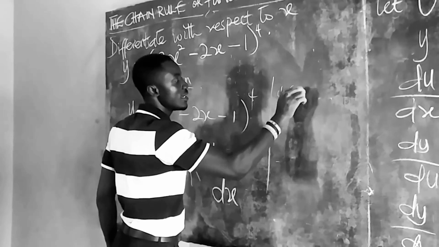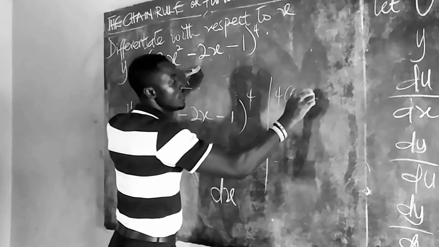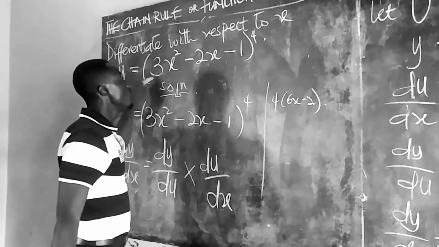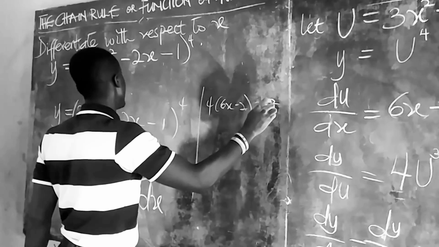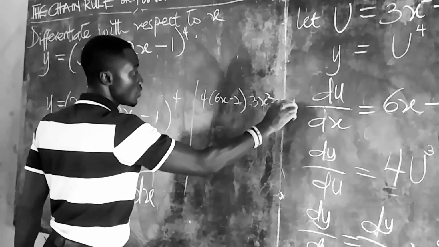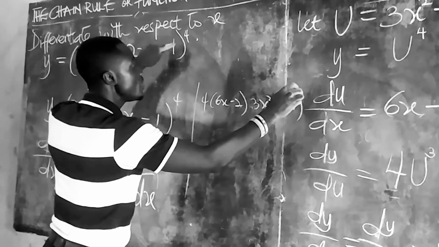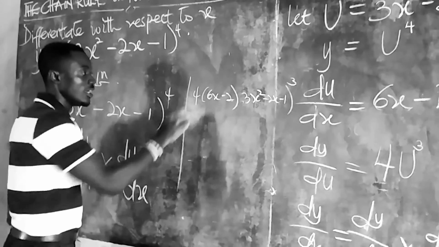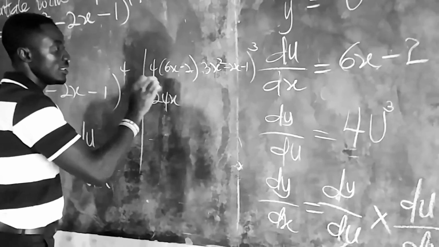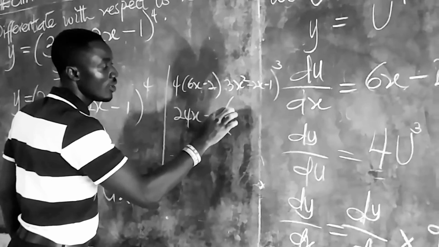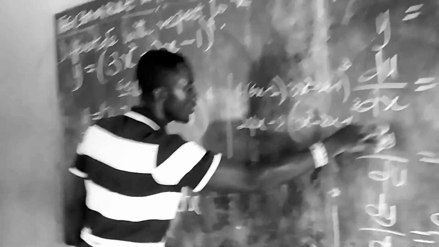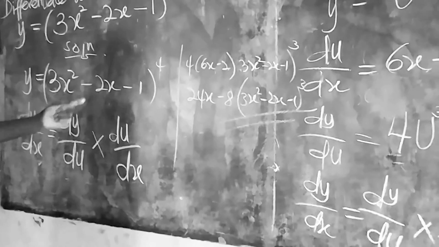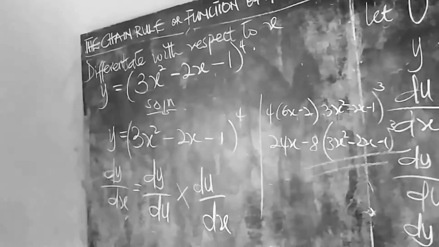This one will give you -2. Then you write the whole of this term again, which is 3x squared minus 2x minus 1. Then you reduce the exponent by 1, so 3. Expand this: 24x, negative 8, all times 3x squared minus 2x minus 1 exponent 3. So this one is a shortcut that you can use to do that.